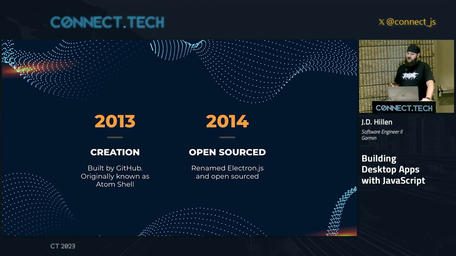It then recognized the potential of this framework beyond Atom, and GitHub open sourced it in 2014, renaming it Electron.js. And since then, Electron.js has gained significant popularity and adoption in the development community, leading to its continuous growth and evolution with contributors and developers worldwide.